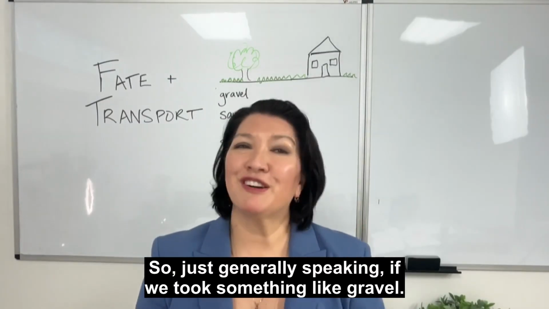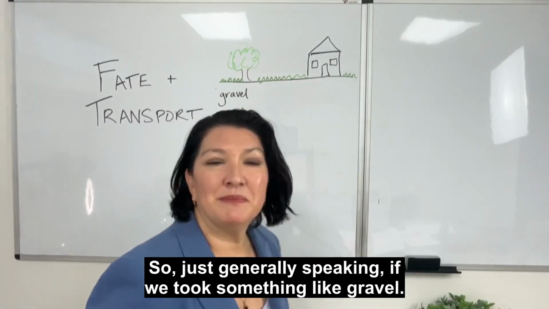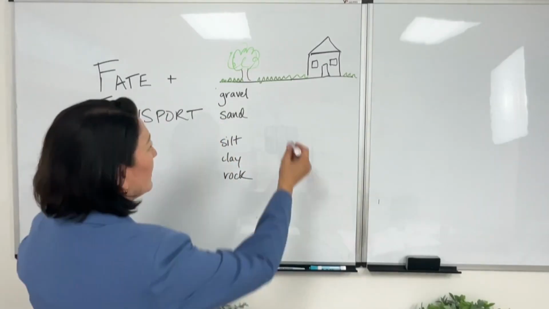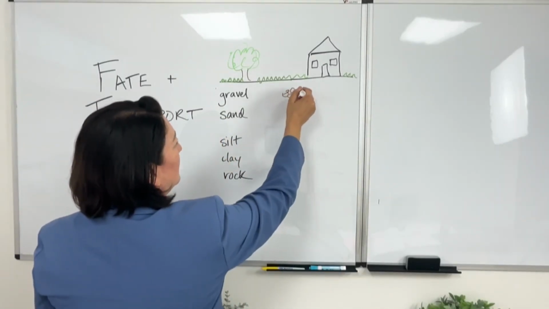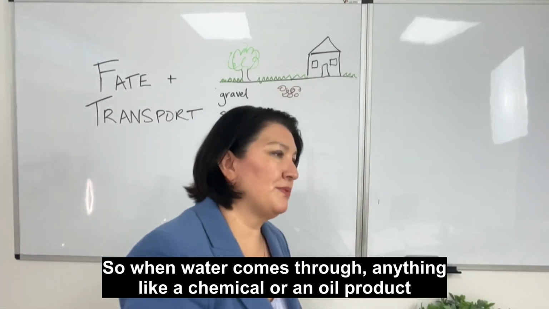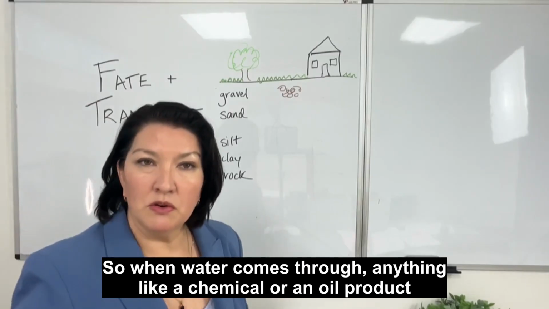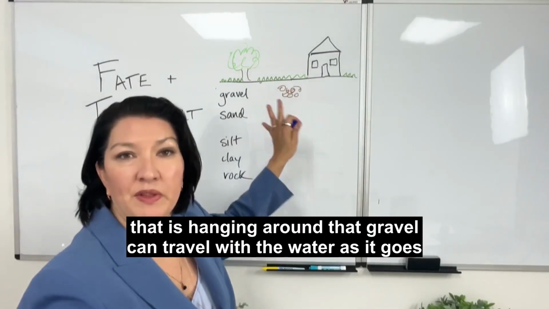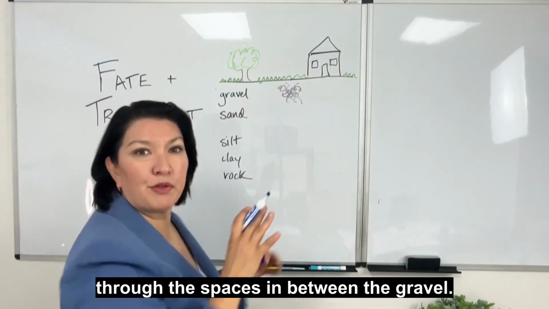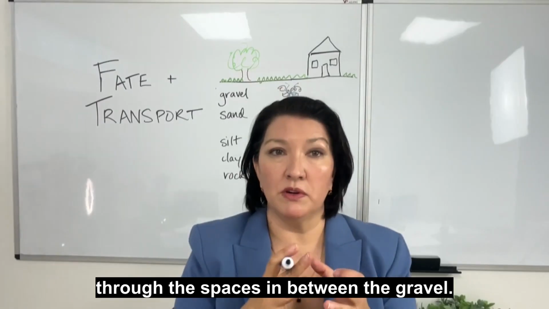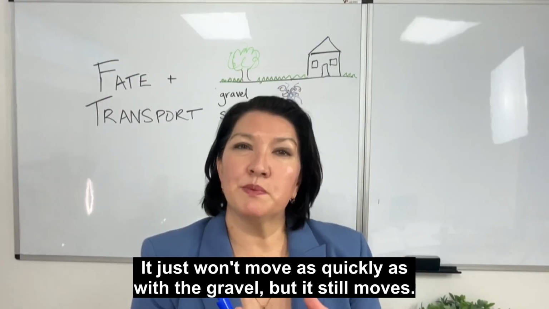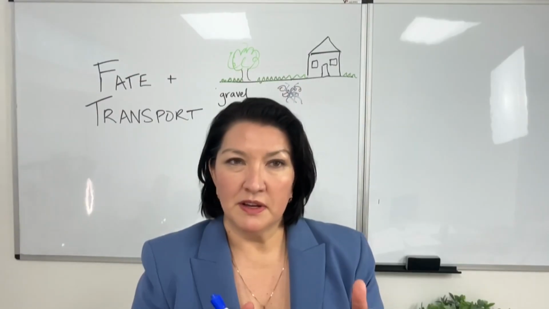So just generally speaking, if we took something like gravel, think of it like a jar of marbles, and it has spaces in between it. So when water comes through, anything like a chemical or an oil product that is hanging around that gravel can travel with the water as it goes through the spaces in between the gravel. Sand is more like sugar. It just won't move as quickly as with the gravel, but it still moves.